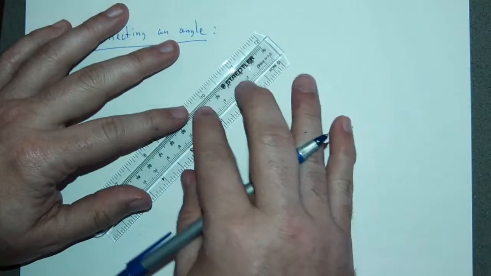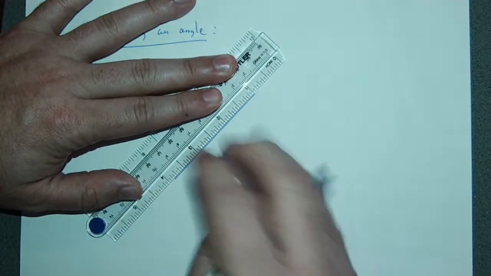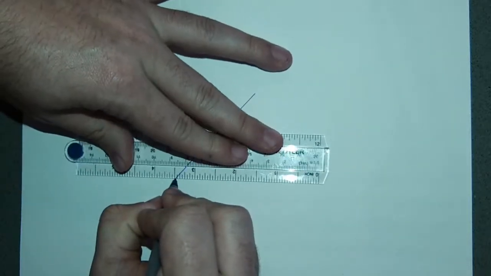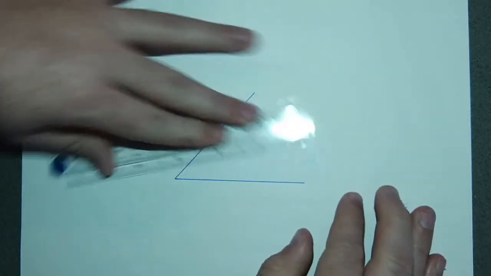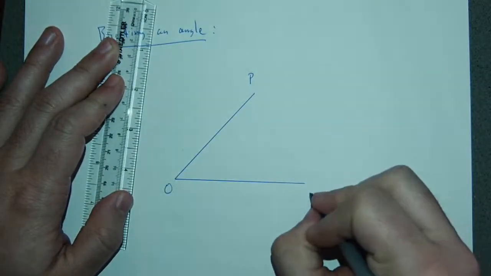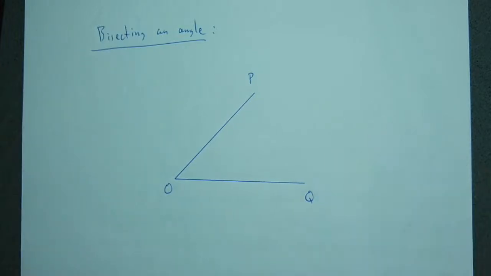So let's say I have some given angle, call it POQ, I think is what the textbook calls it. So here's my angle. So here's P, here's O, and here's Q. Okay. So I want to bisect this angle, right?